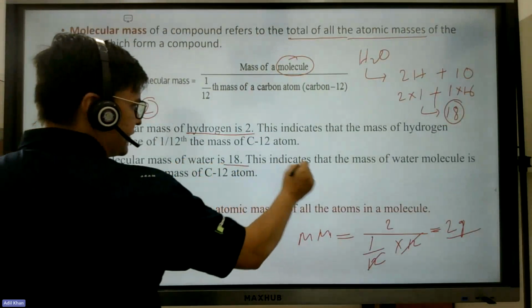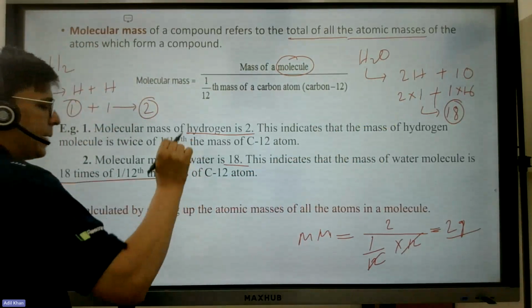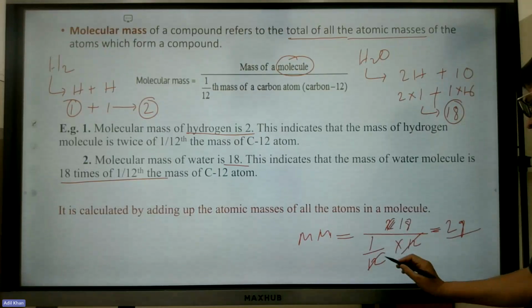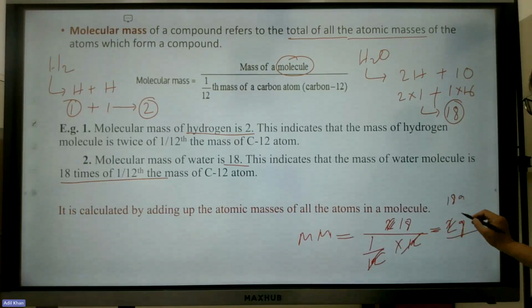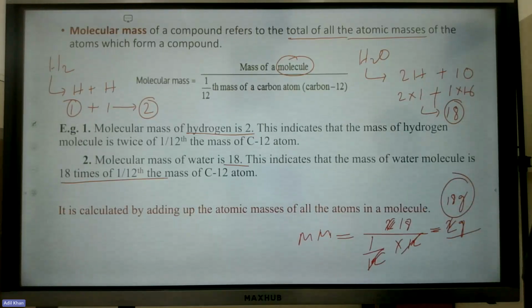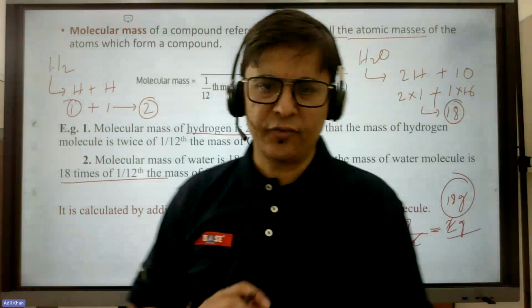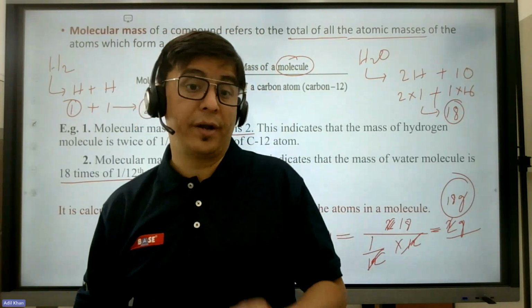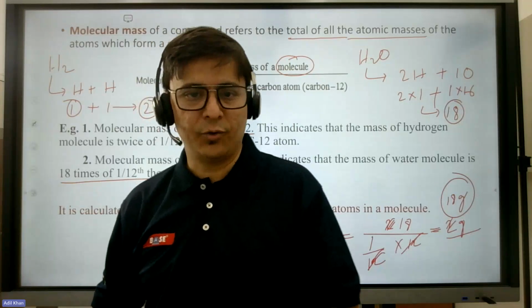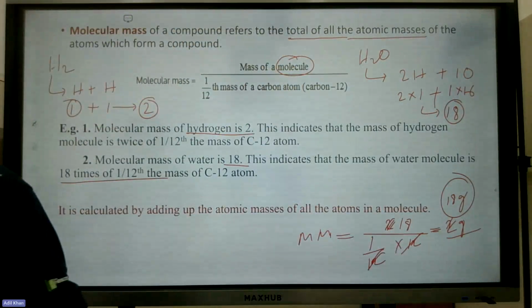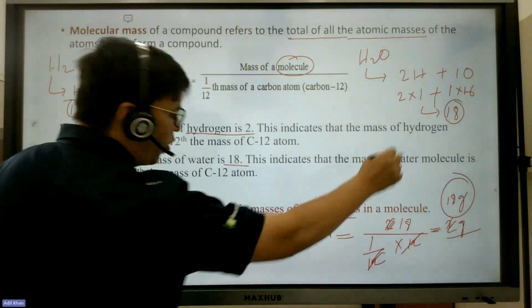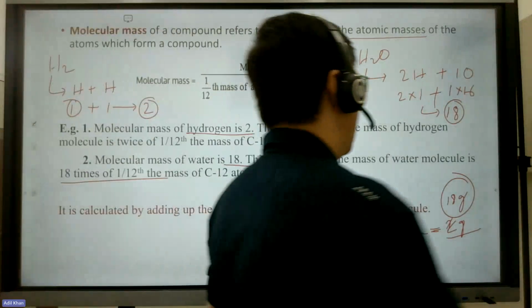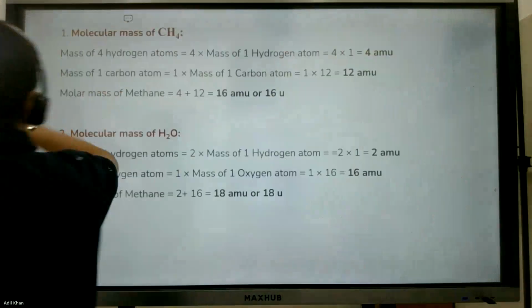Molecular mass of water is 18. This indicates that the mass of a water molecule is 18 times that of 1/12 mass of carbon atom 12. So in place of this 2, if I replace it by 18, then the 12 got cancelled. It will give rise to 18 gram if I'm considering gram molecular mass. So simple it is. Atomic mass is the mass of an entire atom. Molecular mass is the mass of a molecule. They both are compared using carbon 12, the 12th part of carbon 12. Okay. And it is calculated by adding up atomic masses of all the atoms present inside the molecule. I hope this is clear. I'll give you examples on this so that the concept is more clear.